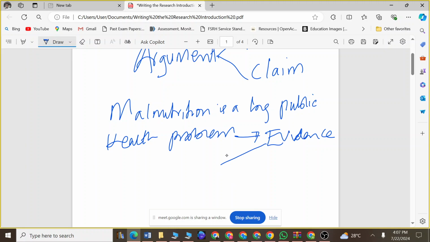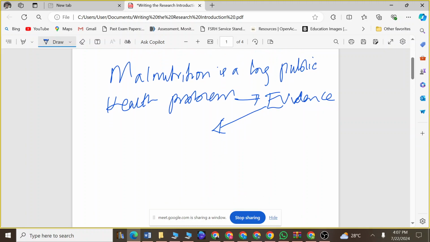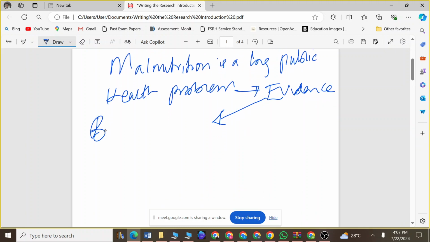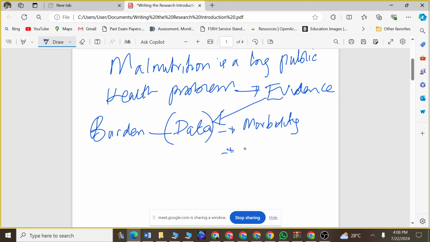So this is where you bring in, in public health, what we call burden. Okay? When we talk about burden in public health, we are expecting numbers. Basically, we are expecting data on two things: morbidity and then two, on mortality.